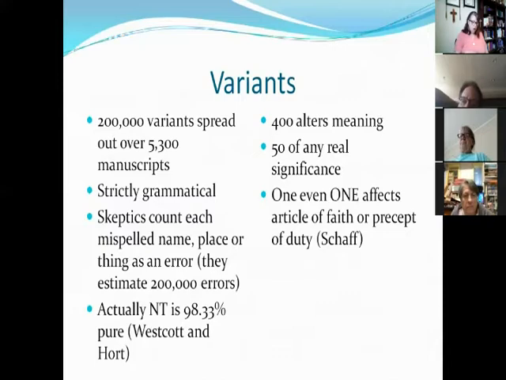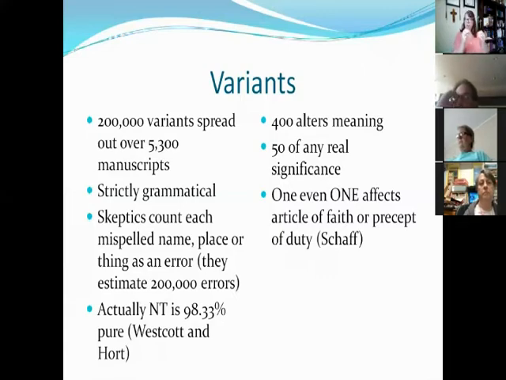And Westcott and Hort, those guys are the experts on manuscripts. I have their works, and you kind of go cross-eyed reading it because it's very technical. But it turns out 98.33% of the New Testament is pure, which means it matches up identically with the earlier manuscripts. 400 words in the 200,000 that they talk about alters the meaning. In other words, some manuscripts talk about Mary's other children, but it doesn't use the word children. It calls them Jesus's cousins. So that would be different than step brothers and sisters.